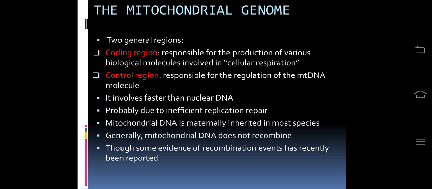It evolves faster than nuclear DNA, probably due to insufficient replication repair. Mitochondrial DNA is maternally inherited in most species. Generally, mitochondrial DNA does not recombine, though some evidence for recombination events has recently been reported.